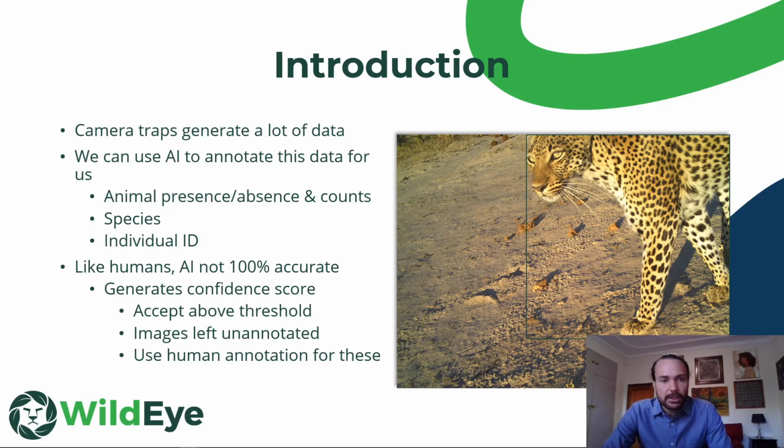And we'll go into detail on some of those later. But the main point there is that, like humans, the AI makes mistakes as well. But what it does do is that it generates a confidence score. So it'll look at that image and say, it believes that that is a leopard with 95% confidence. So then we can say anything above a certain confidence threshold, we can accept that it's probably correct. But anything below that, the AI is insufficiently confident of the species and it should rather have a human look at it to make sure it's correct.